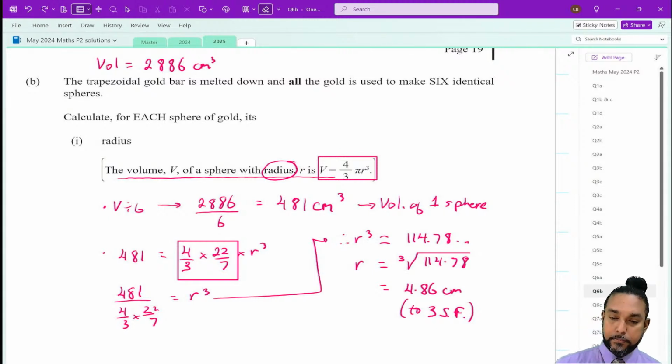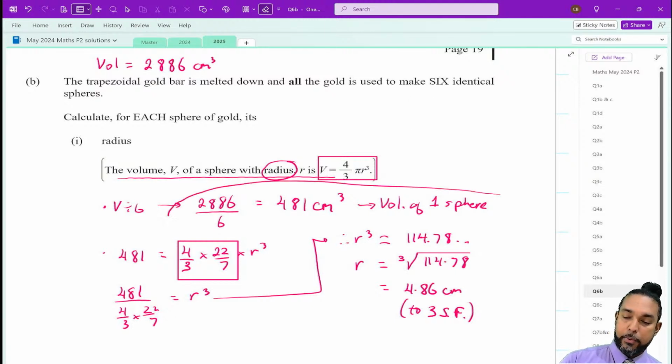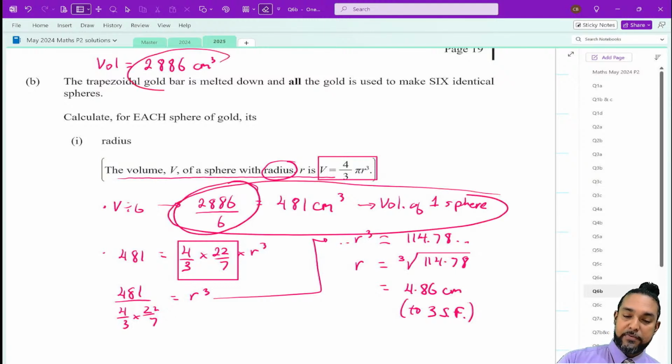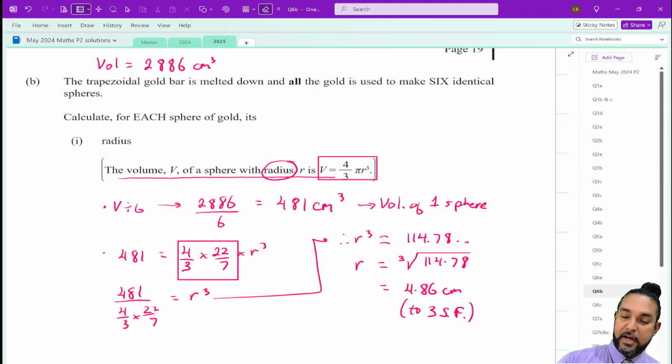So if they use this to make 6 spheres, to find the volume of each individual sphere, we will take the 2886, the total volume, and divide by the number of spheres. In doing so, we got exactly 481. And then they want us to find the radius of each of those spheres. Each of these spheres has a volume of 481 cubic centimeters.